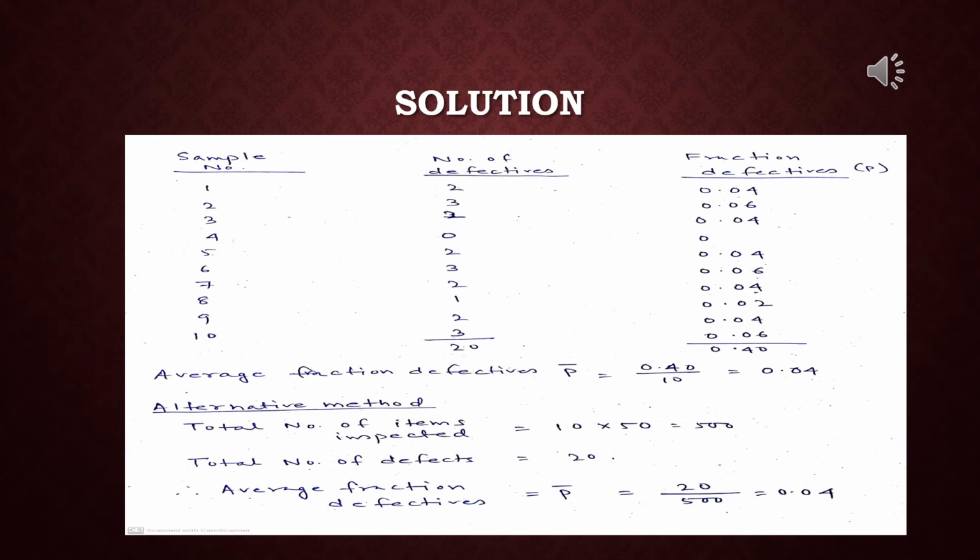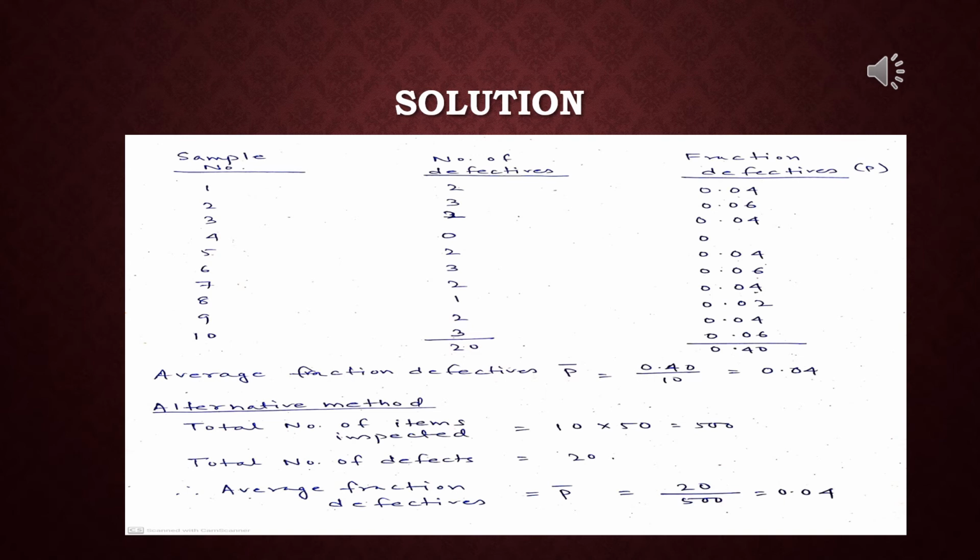Now, how to find out the fraction defective? The defects that are there in one sample divided by the size of that sample. So I am giving you one example. Suppose I talk about sample number 1. So sample number 1 to sample number 10, the sample size is constant. Each sample number will have the same size, that is 50.